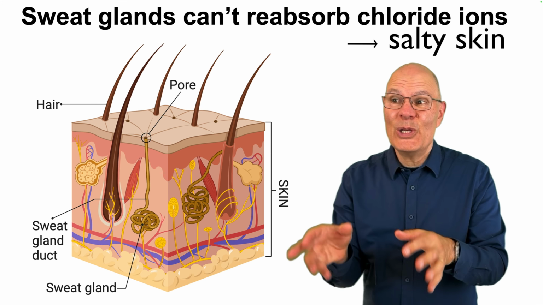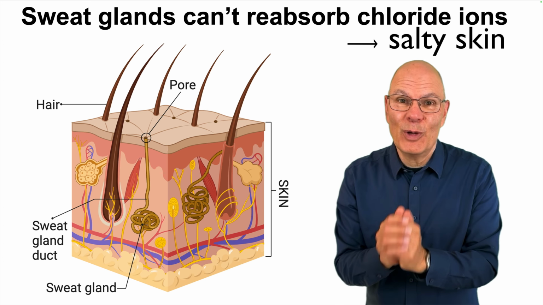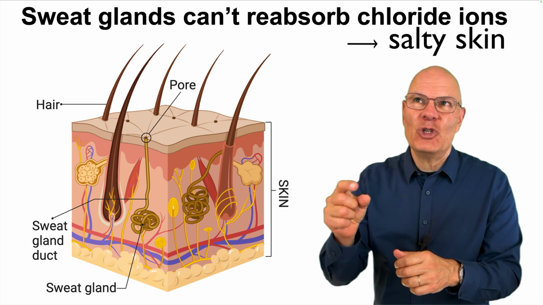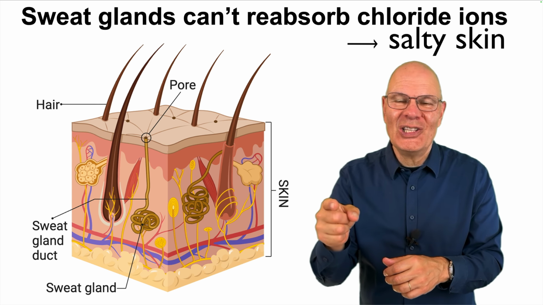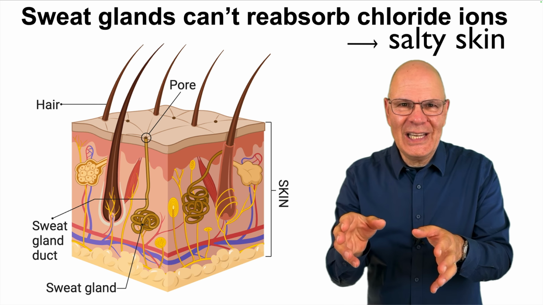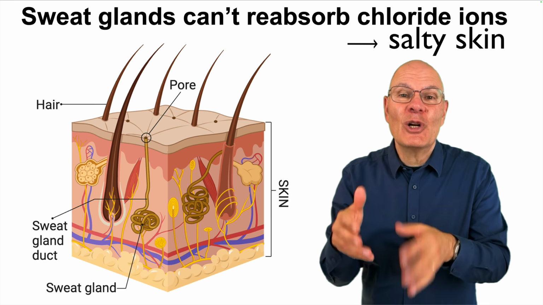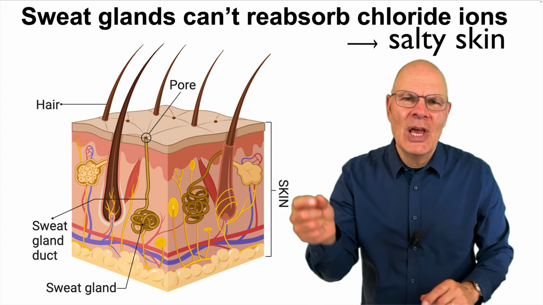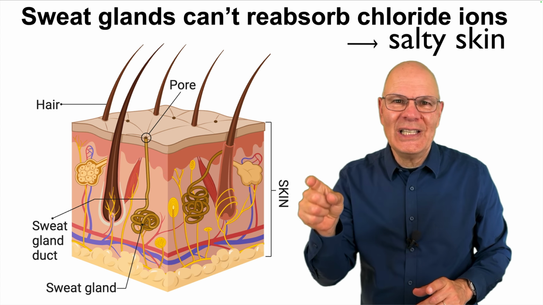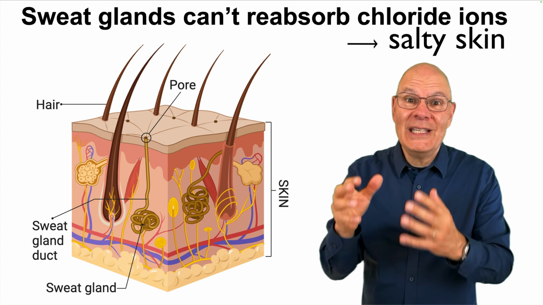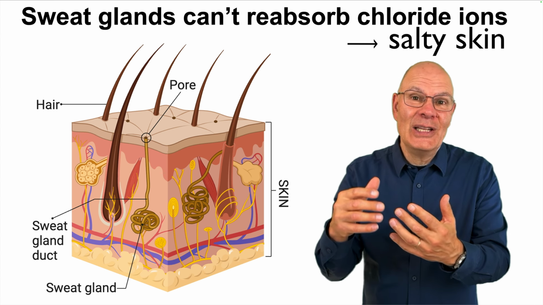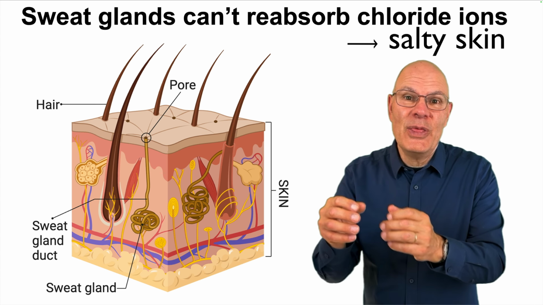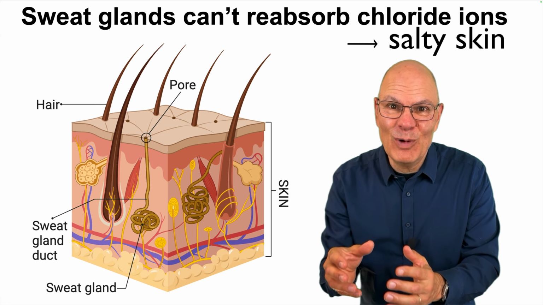On the skin, the sweat glands can't reabsorb chloride ions. That draws sodium ions onto the skin, and the result is sweat that's particularly salty. And before there was modern medical diagnosis, the taste of salty sweat was the diagnostic test that told moms that their babies had cystic fibrosis.